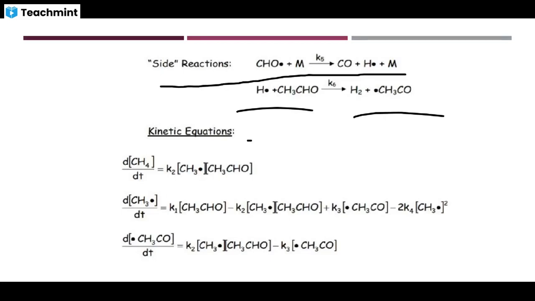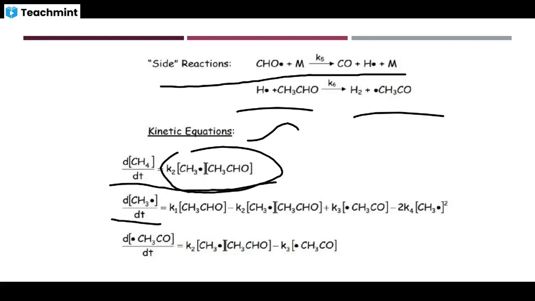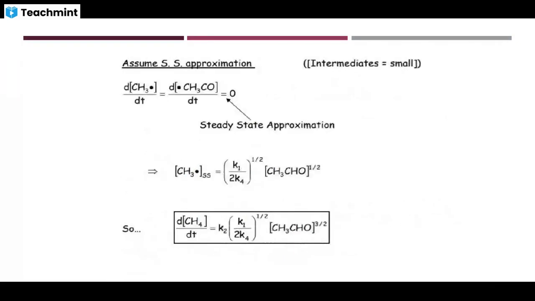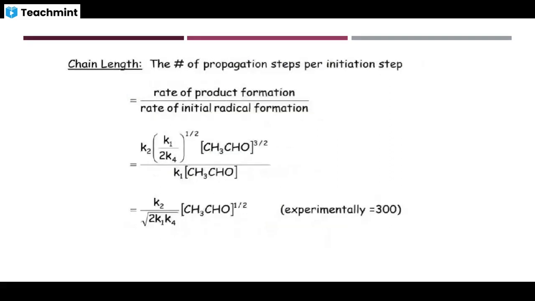The kinetic equation for CH4. What are the steps? The CH4 is formed in K2, CH3 dot plus CH3CHO, like that. CH3 dot is formed, decomposed, formed, decomposed. Assume the steady state approximation, since the intermediates are very small. Assuming steady state, these two intermediates have rates approximately equal to 0. Then you find the relations and substitute them in the rate equation. Same procedure, again and again.